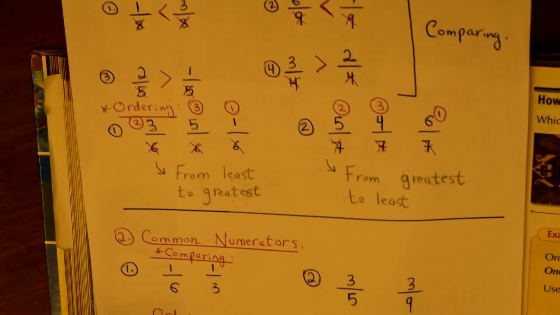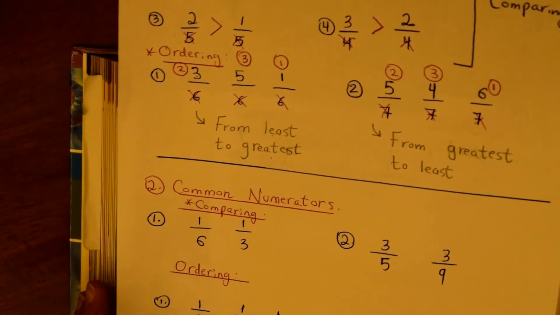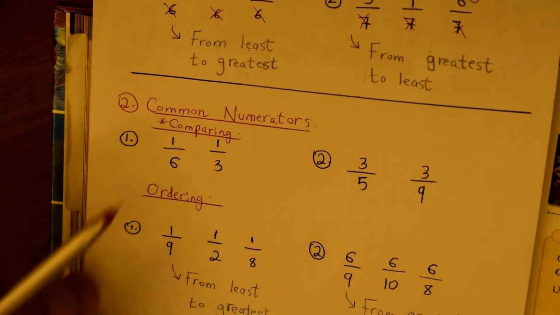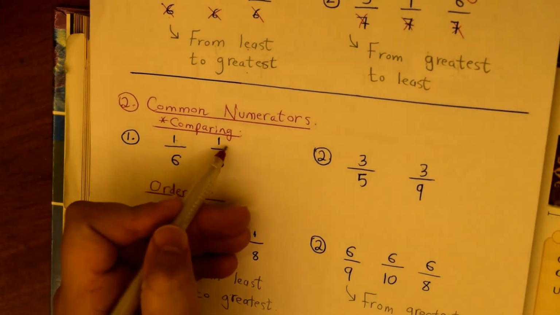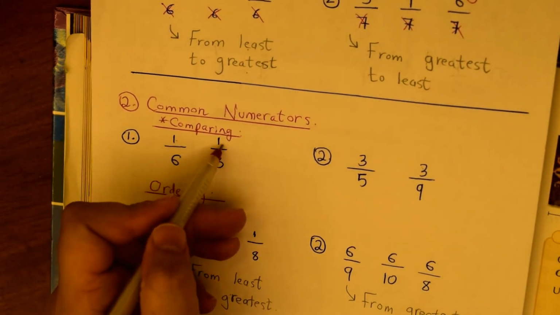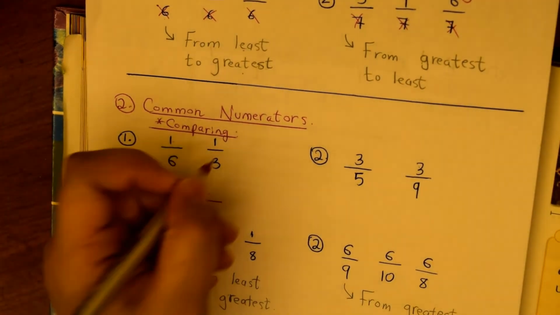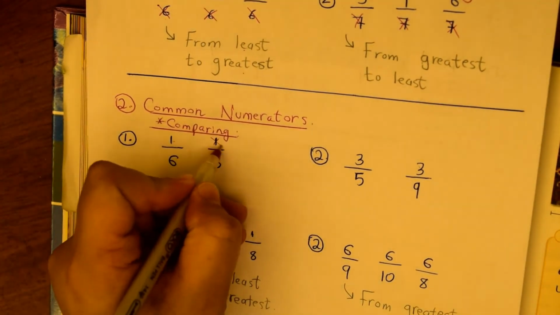Okay, now when I have common numerators, here I can see that I have 1 and 1 up. So I have common numerators, and here I have 3 and 3. So again, I will cross the common number here. I will cross the numerators.